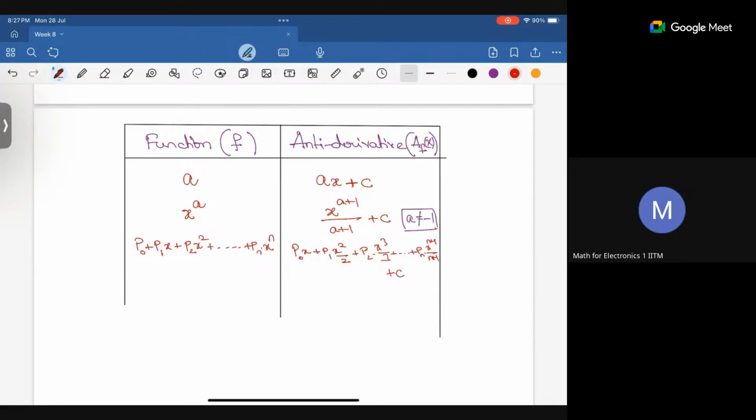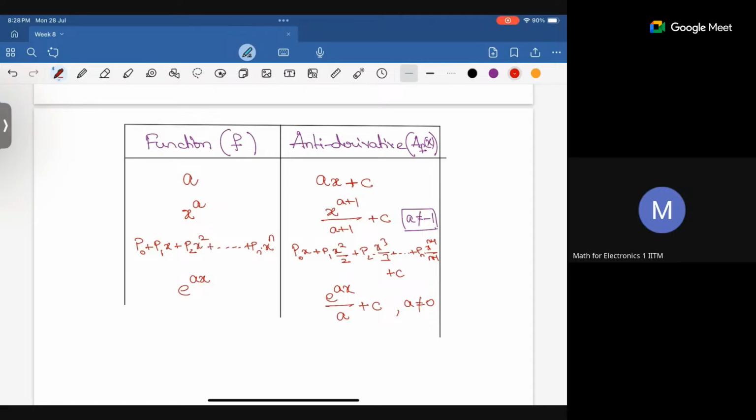Okay, so this will be the antiderivative for the polynomial. And next comes the exponential, which we learned last week. If you have some general exponential like e power ax, this will be e power ax by a plus c. Again, the denominator should not be 0. That is an extra condition. And you can clearly see, if a is 0, e power 0 is 1, and we know that is a constant function. It will not be an exponential function.